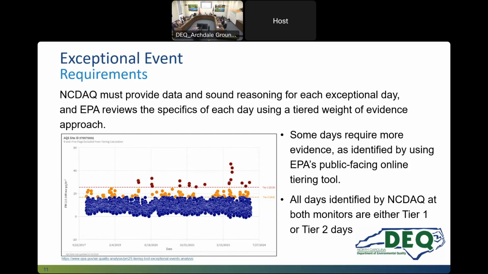And all of the red dots you see are daily averages that are tier 1. So those are very anomalous. They don't require as much evidence because of that. The yellow dots are tier 2 days. Those require a bit more data to sort of tell our story. And then the tier 3 days are the blue dots. So that's the majority of the data at that monitor. That is the hardest story to tell, or point to prove that those were exceptional. And so all the days that we identified for both monitors were tier 1 and tier 2 days.